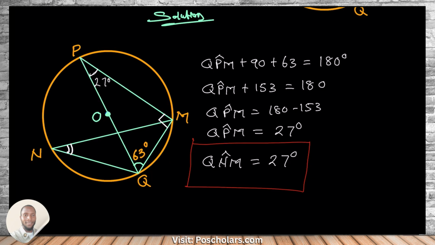You can see we used up two theorems to solve this problem. The first theorem we used was angle in a semicircle, and the other theorem we used is angle in the same segment. I hope it is well understood.